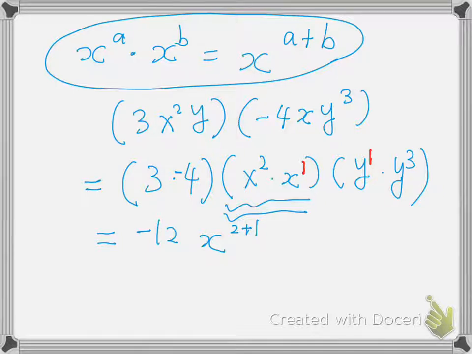Now for the y part, we use the same formula. Same letter y for the base, and then we have 1 plus 3. So the answer is negative 12 x cubed y to the 4th power. So this is the multiplication question.